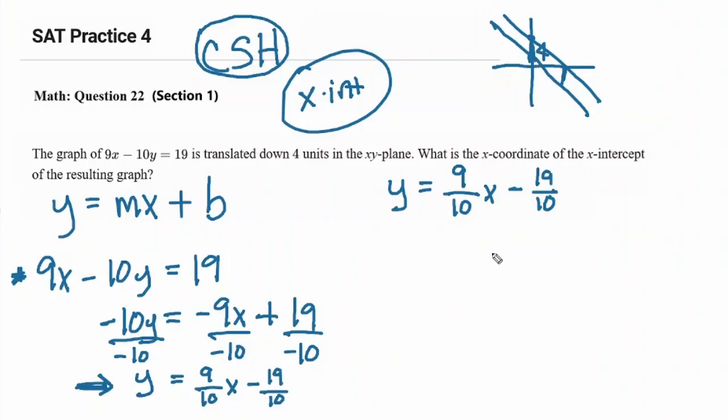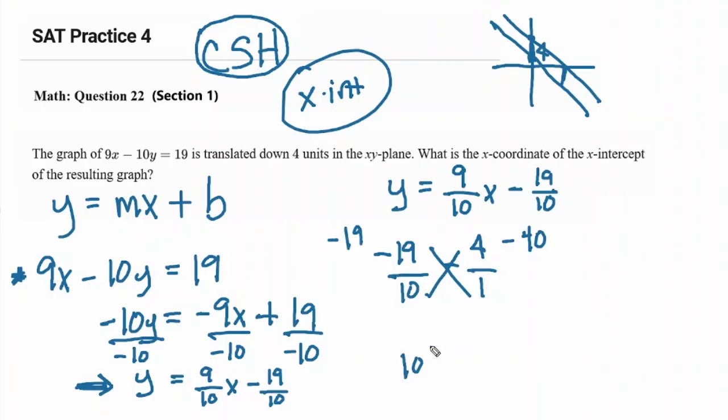What's the y-intercept in this line? b is the y-intercept. So it's negative 19 over 10. So negative 19 over 10, if I want to move it down 4, what do I do to it? I subtract 4. You can do this on your calculator. It's probably easier. I'm going to do it the old school bow tie way. Negative 19 times 1 is negative 19. 10 times negative 4 is negative 40. And then I'm going to always multiply the bottoms. So I'm going to get 10 times 1, which is 10. And then negative 19 minus 40 is negative 59.